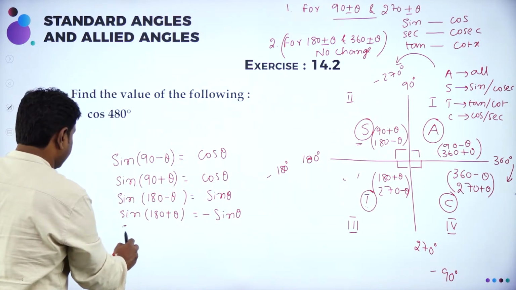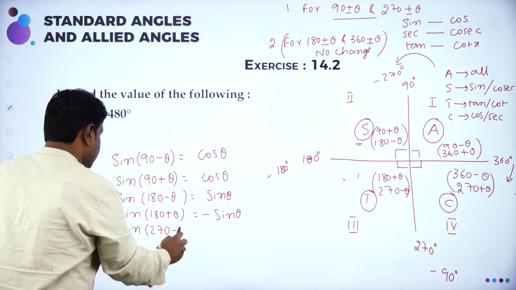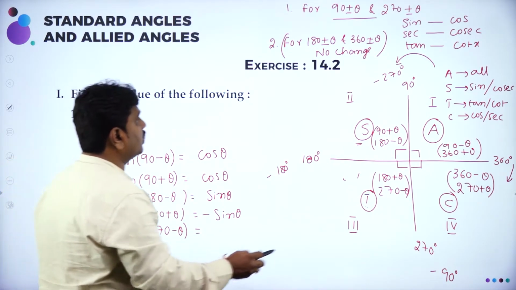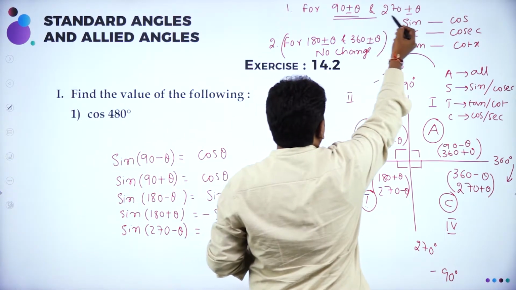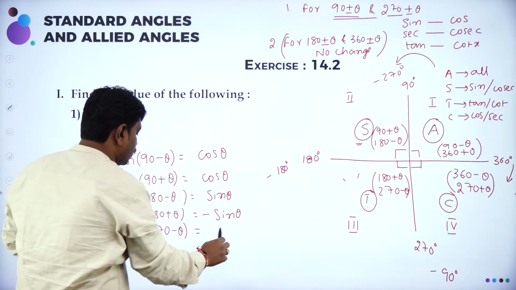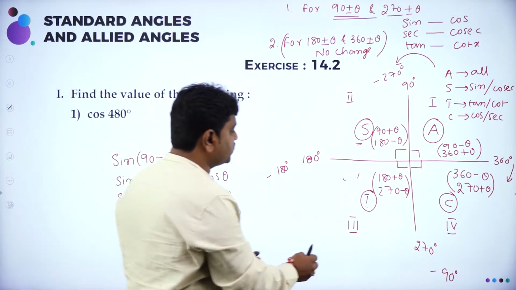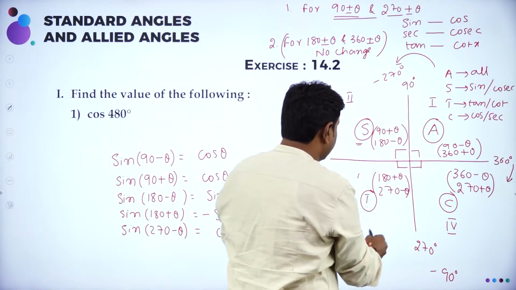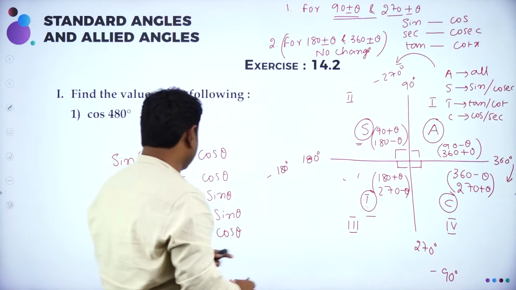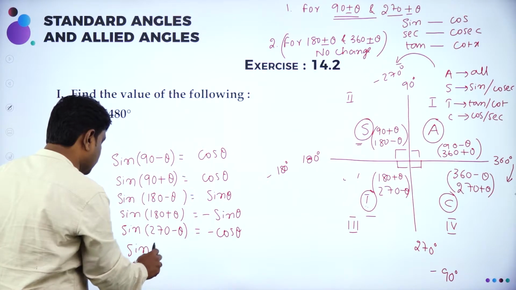Now sine of 270 minus theta. First see whether it changes or not. I told you for 90 and 270 function changes. So it is 270. So sine should change to what? Cos theta. 270 minus theta lies in which quadrant? Third quadrant. In third, alphabet is T. So it does not match. So minus cos theta.